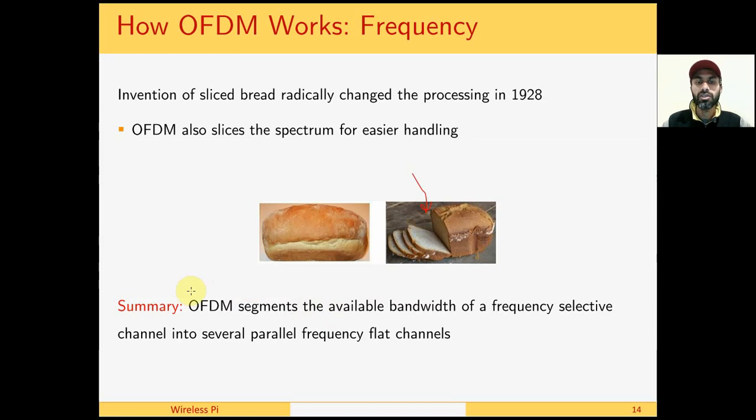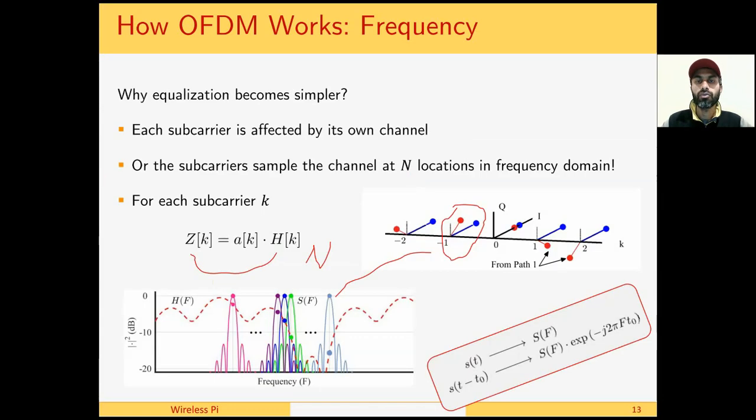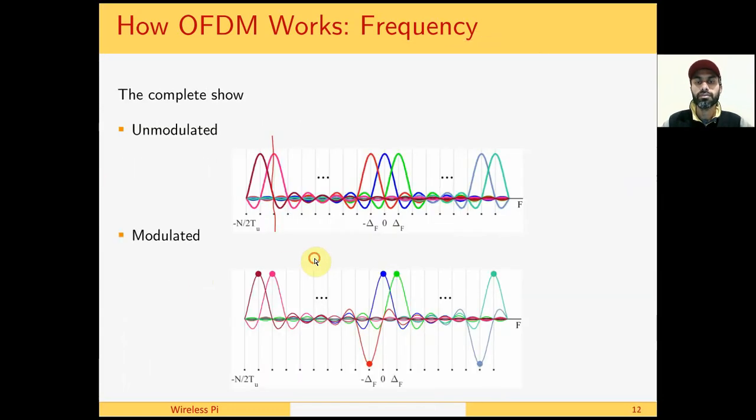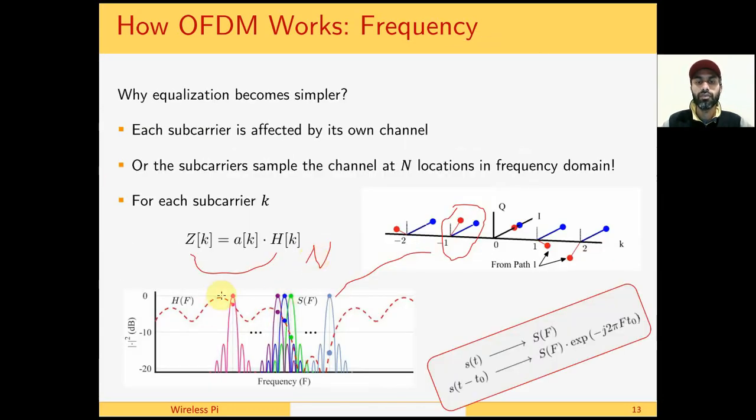The summary in frequency domain is that OFDM segments the available bandwidth of a frequency selective channel into a set of parallel frequency flat channels. This is what you have seen here. A frequency selective channel has been broken down into a set of parallel frequency flat channels.